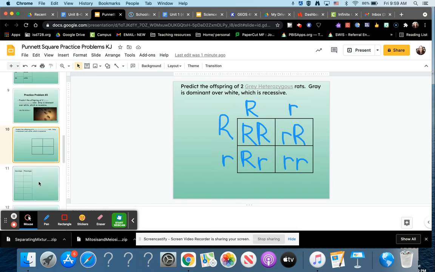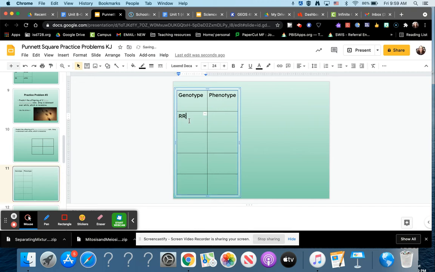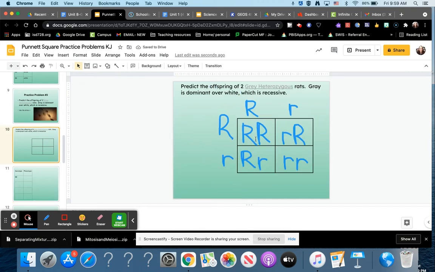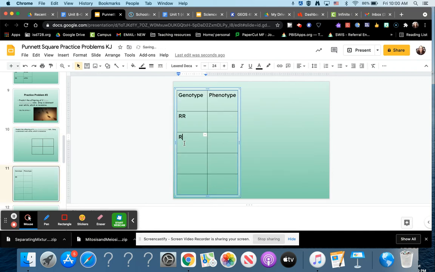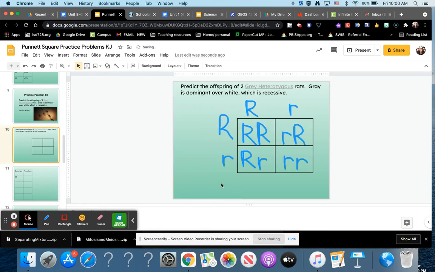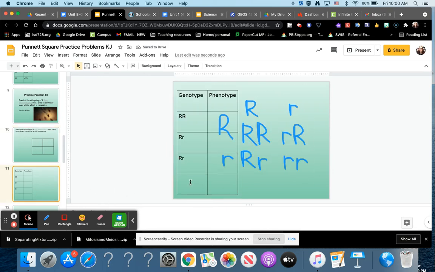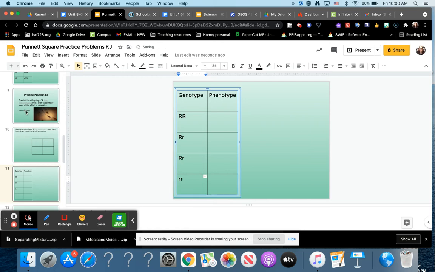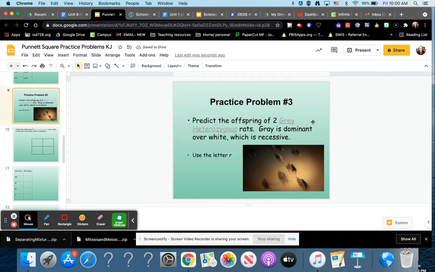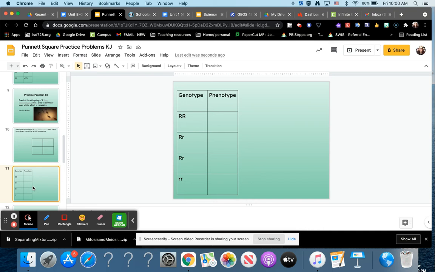I'm going to kind of have to toggle back and forth. So first I have big R, big R, and then my next ones would be big R, little r. I have two of those. And then my last one would be both lowercase r's. All right. So I'm going to go back to the problem and just review what it says. It says gray is dominant and white is recessive for rats. Remember, whenever I see a dominant trait, I'm going to show a dominant allele, I'm going to show the dominant phenotype. So pause the video, see if you can fill in the phenotypes, and unpause when you are ready.